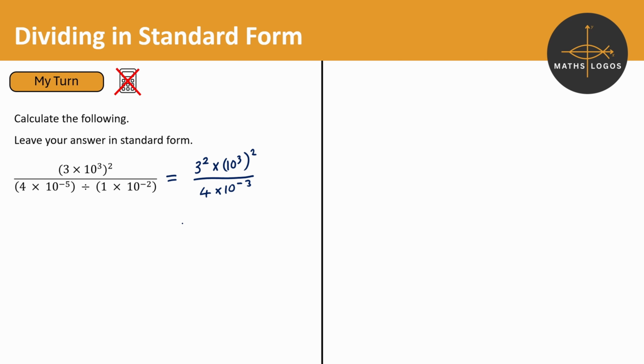At this stage, I still need to tidy up my numerator, so let's go ahead and do 3 squared to give us 9, and then apply this power to the 3. This is a power upon a power, multiply your indices. That gives you 10 to the power of 6. We're dividing that by 4 multiplied by 10 to the negative 3. Let's split that into the two fractions, so 9 over 4 multiplied by 10 to the power of 6 over 10 to the negative 3.